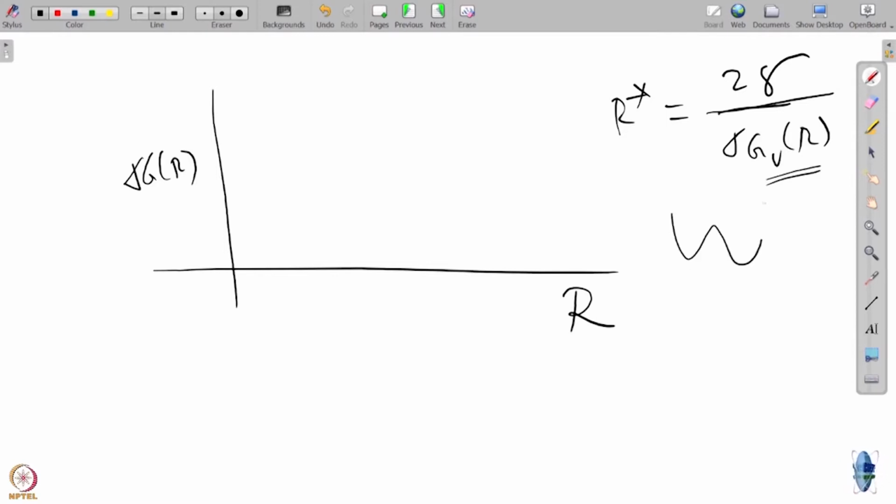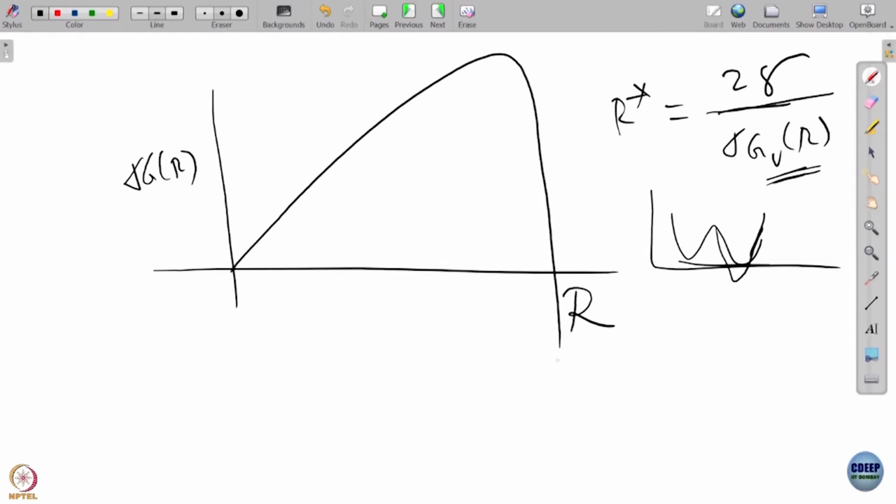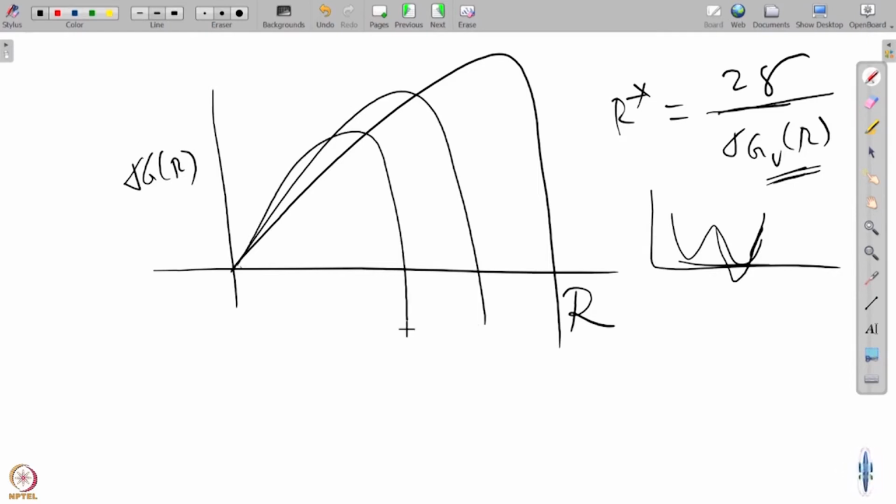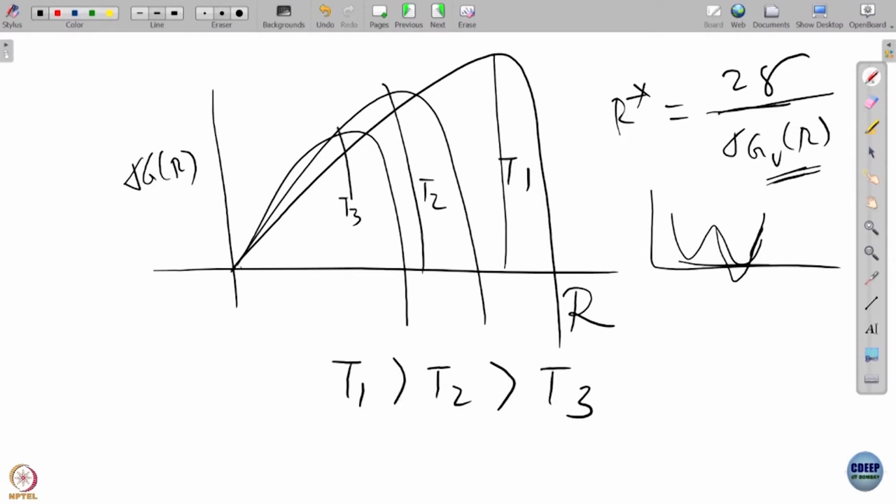Delta GV, however, when the two phases, old and new, are at equilibrium, is 0, so R star is infinity. When I go a little bit below, then R star starts decreasing, but can still be very large. So I can consider the following situation: this is when it is large, very close to coexistence. As I lower the temperature, if it is T3, T2, T1, then T1 is greater than T2, greater than T3. So the barrier comes down, and the size becomes small as delta GV increases.